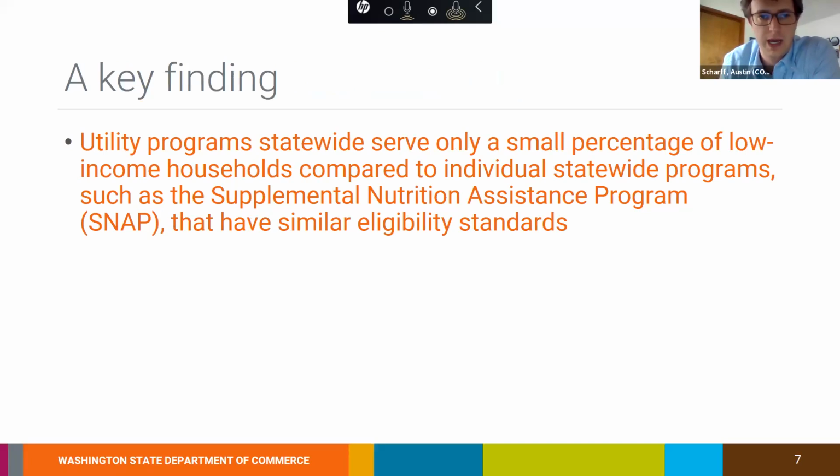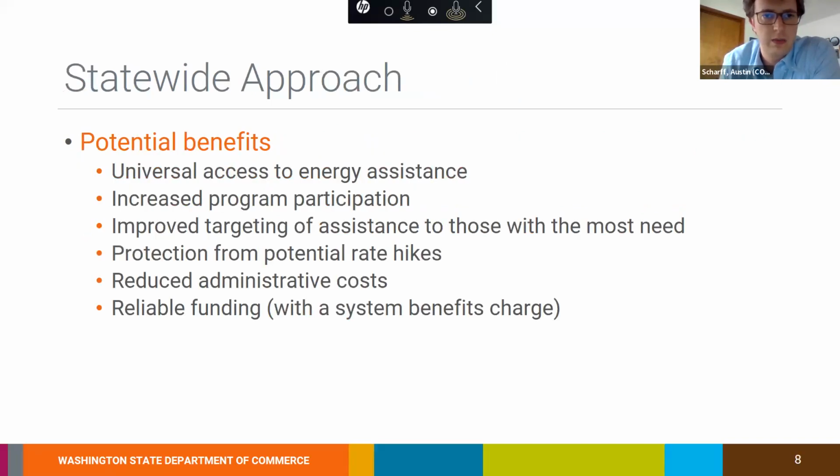As part of that report, we also found that utility programs statewide serve only a small percentage of low-income households compared to statewide programs such as the Supplemental Nutrition Assistance Program, SNAP, commonly known as food stamps, which has similar eligibility standards. So this led us to explore a statewide approach as part of our process in that report. And I think the key thing here was that by looking at that statewide approach and seeing how we could be connected better into statewide programs that are providing assistance, we could increase program participation in the state, improve targeting assistance, reduce admin costs, among other things.